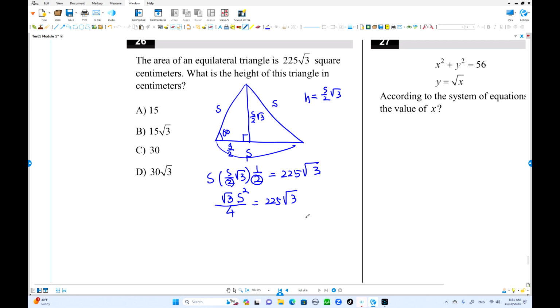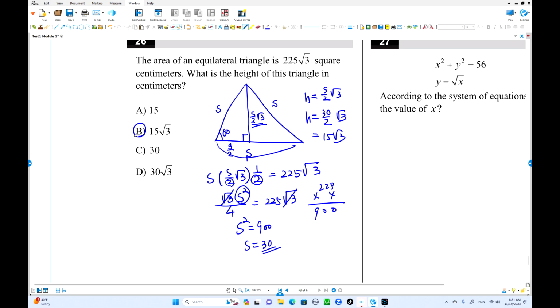So what is the value of s? Okay, root 3 is out. S squared is 225 times 4. 900, okay? So s equals 30. But we are not done. This is the height. Height equals what? 30 over 2 root 3, okay? This is 15 root 3, isn't it? Choice B is the answer.